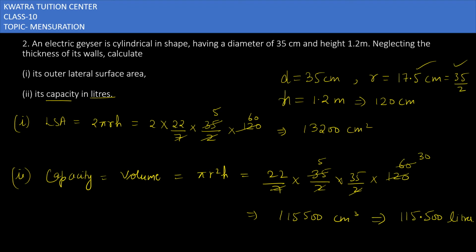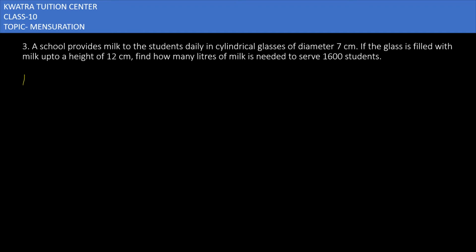Now we have to move to the third one. Question number 3 says that we have a school which provides milk to the students daily in cylindrical glasses of diameter 7 cm. If the glass is filled up to a height of 12 cm, find how many liters of milk is needed to serve 1600 students.